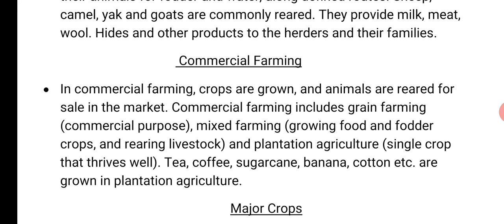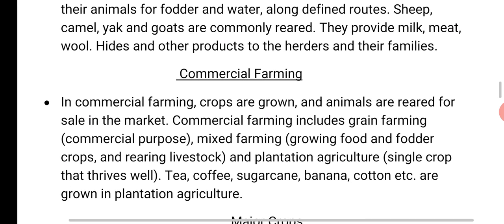And plantation agriculture. In plantation agriculture a single crop that thrives well is grown. Tea, coffee, sugarcane, banana, cotton, etc. are grown in plantation agriculture.